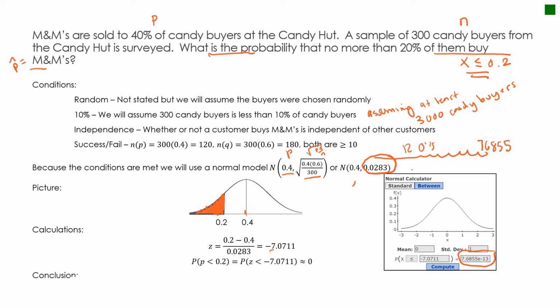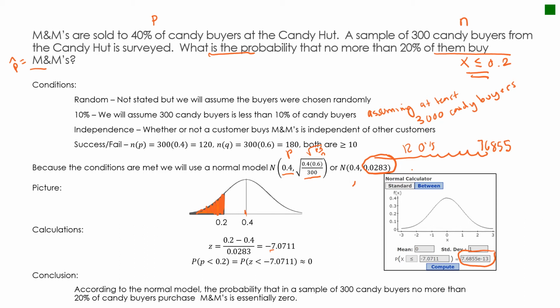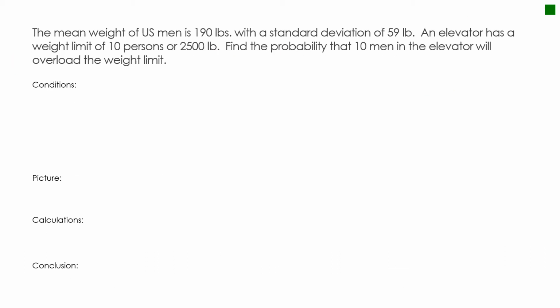So what does that tell me? That it's essentially 0, because that's a really small number. So what's my conclusion? According to the normal model, in a sample of 300 candy buyers, the probability that no more than 20% purchase M&Ms is essentially 0. That brings us to our next question.